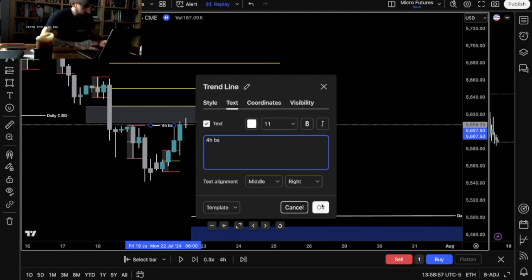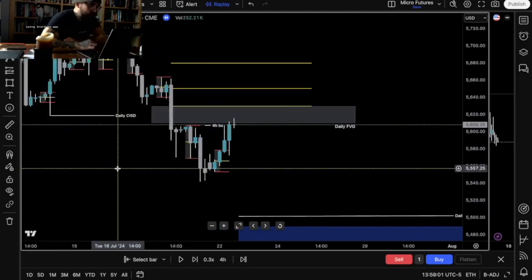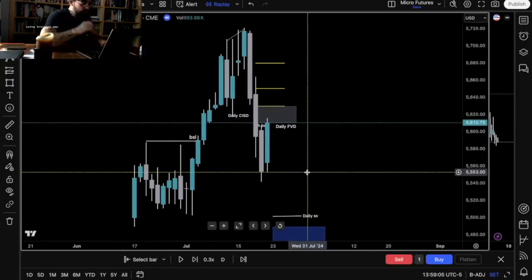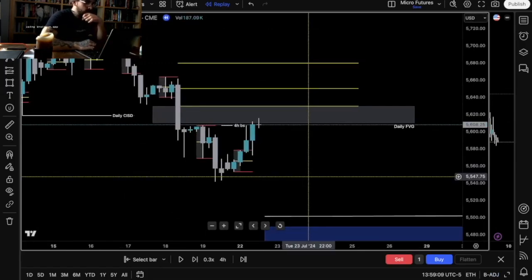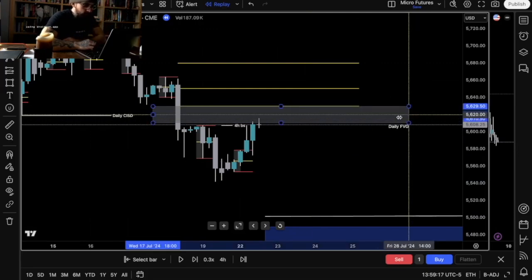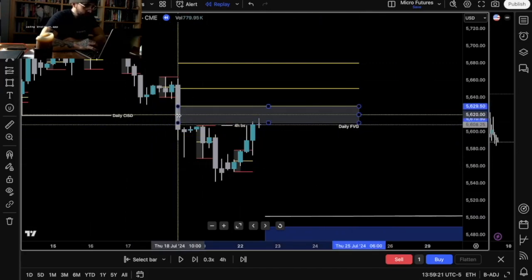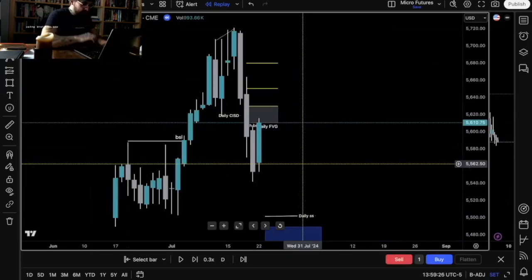Four-hour buy side, so when we line up internal bias with an external, say 4 hour being our internal, and then 1 day being our external, if we can get confluences that align, that would be high probability. All right, so 4 hours looking bearish, right? And we can align that with our bearish confluence from the daily.